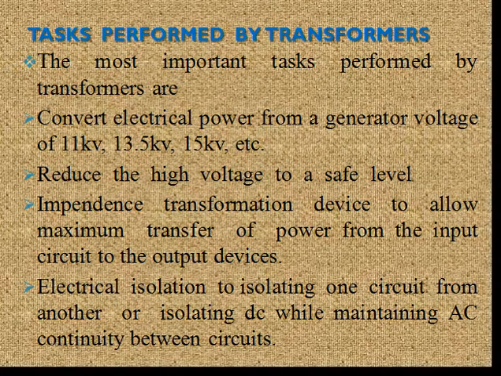The last one is the task performed by transformers. The tasks performed by transformers are: 1. It converts electrical power from generating voltage of 11 kV, 13.5 kV, 15 kV, that is, it steps up the voltage. 2. It reduces the voltage to a safe level. That is step down.